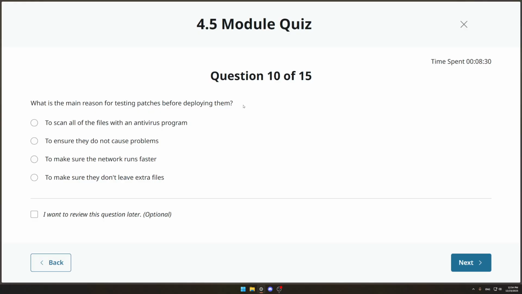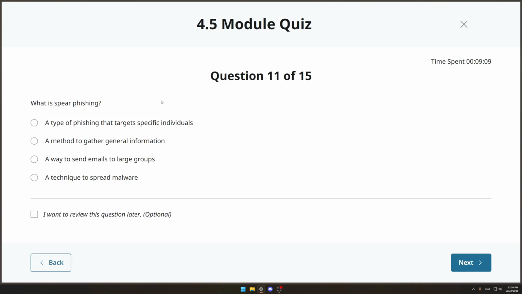What is the main reason for testing patches before deploying them? To ensure they do not cause problems. Please, please, please test your patches before you deploy them. Test your solutions before you deploy them. Same thing with, it's not even just cybersecurity. If you fix something on your car, you need to test drive it before you just go, okay, tomorrow I'll drive 50 miles to work at 80 miles an hour after replacing your tire, because it might not have just been the tire.